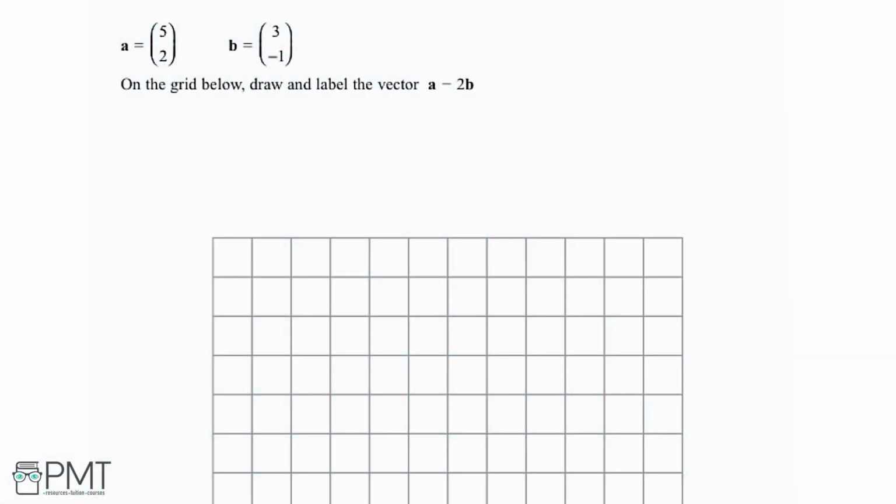Here are 2 column vectors, A and B. On the grid below, draw and label the vector A minus 2B. Okay, so we've already got what A is. A is 5, 2. Let's see what 2B is.